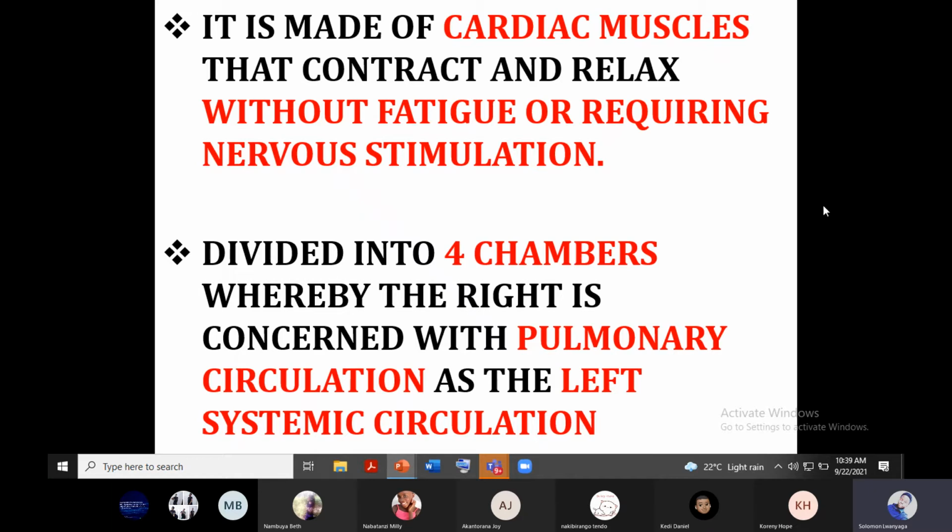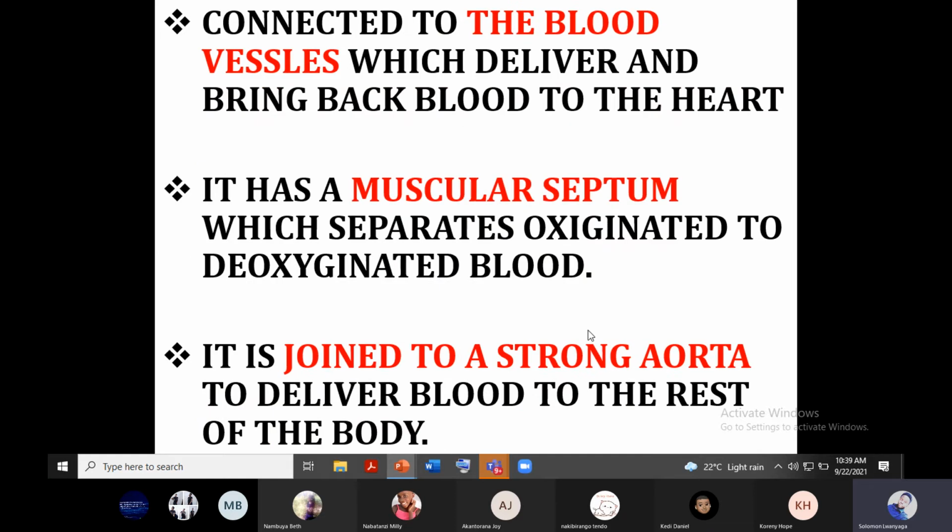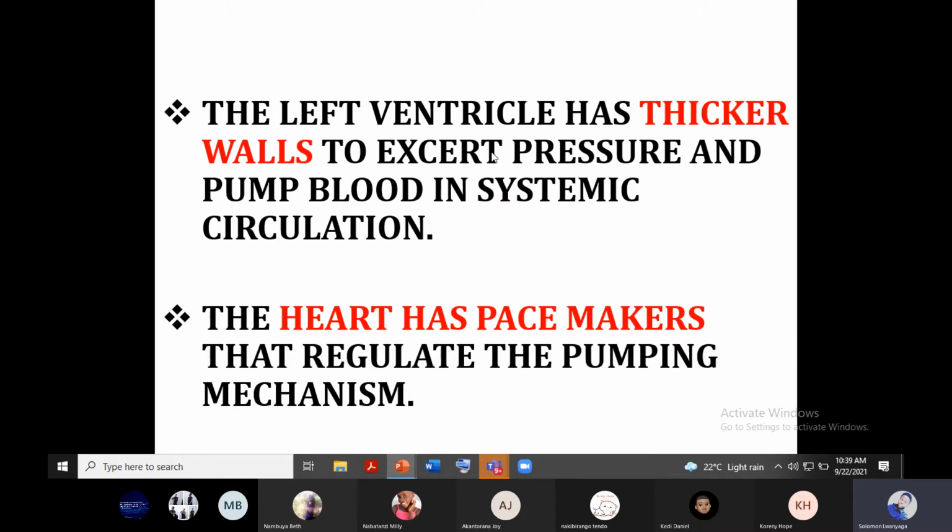And how is the heart adapted to carry out this unique function? It's here. The left ventricle has thicker walls to exert pressure and pump blood in systemic circulation.